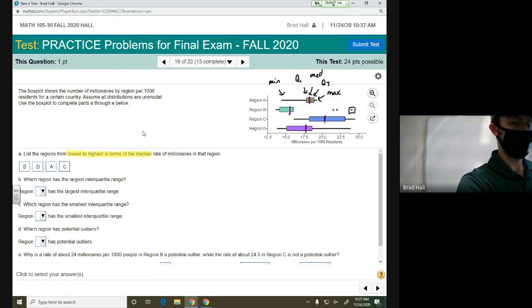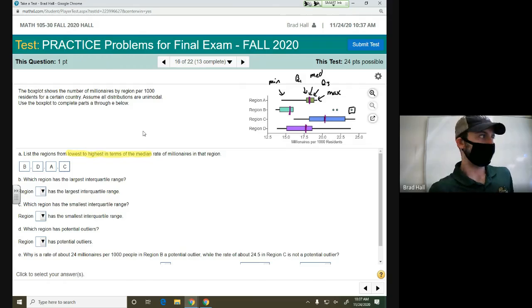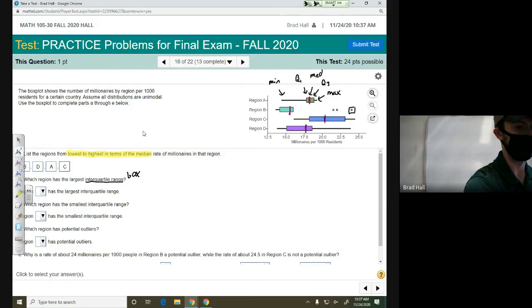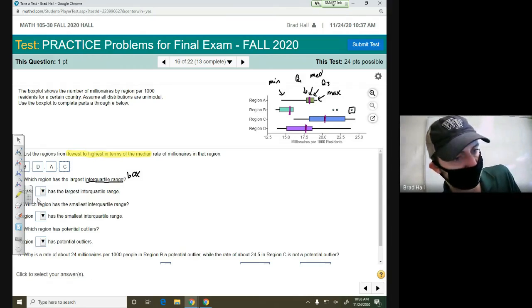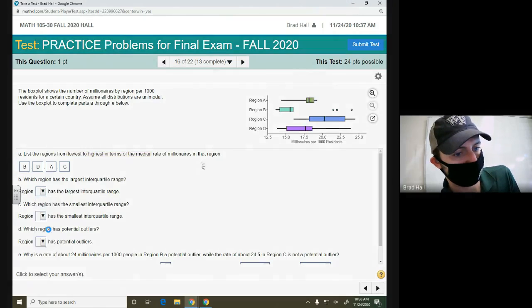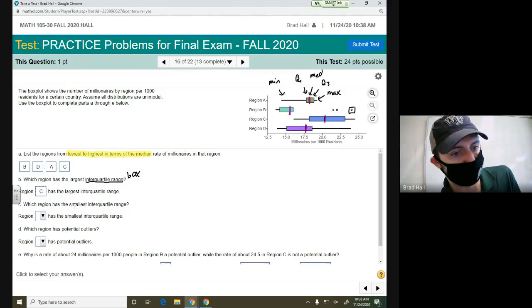For part B, it wants to know which region has the largest interquartile range. Remember, the interquartile range is the difference between the quartiles, so that's the beginning of the box to the end of the box. Really, it's asking which one has the largest box. That's obviously choice C. And which one has the smallest box? A, the one at the very top.